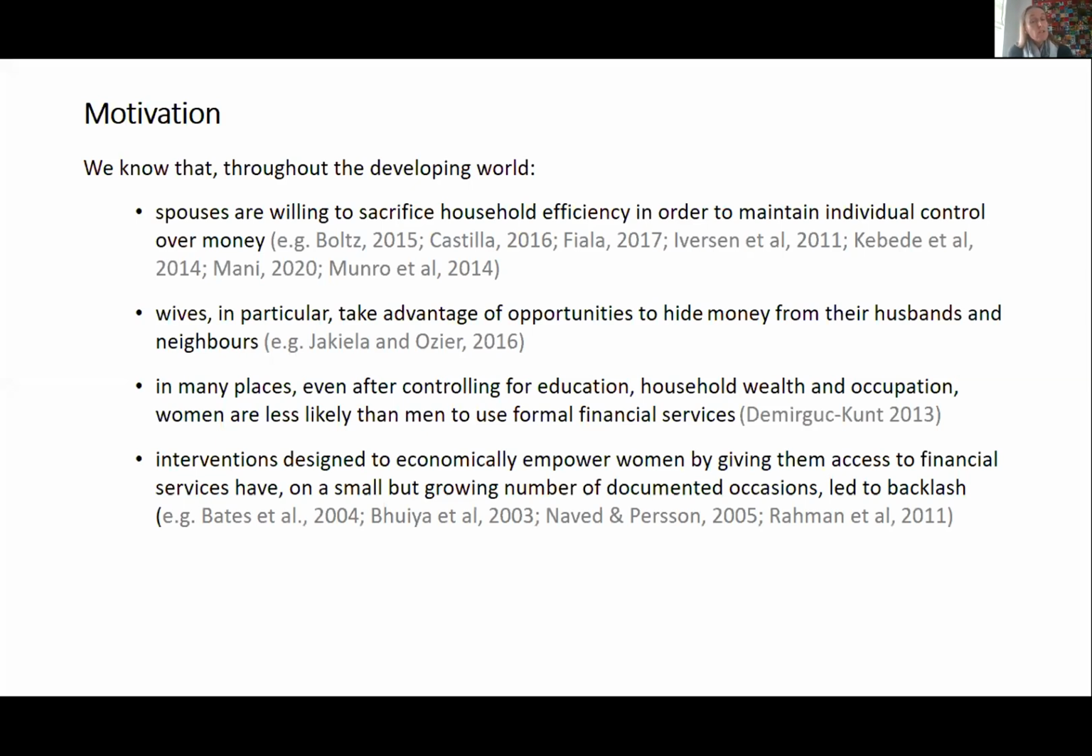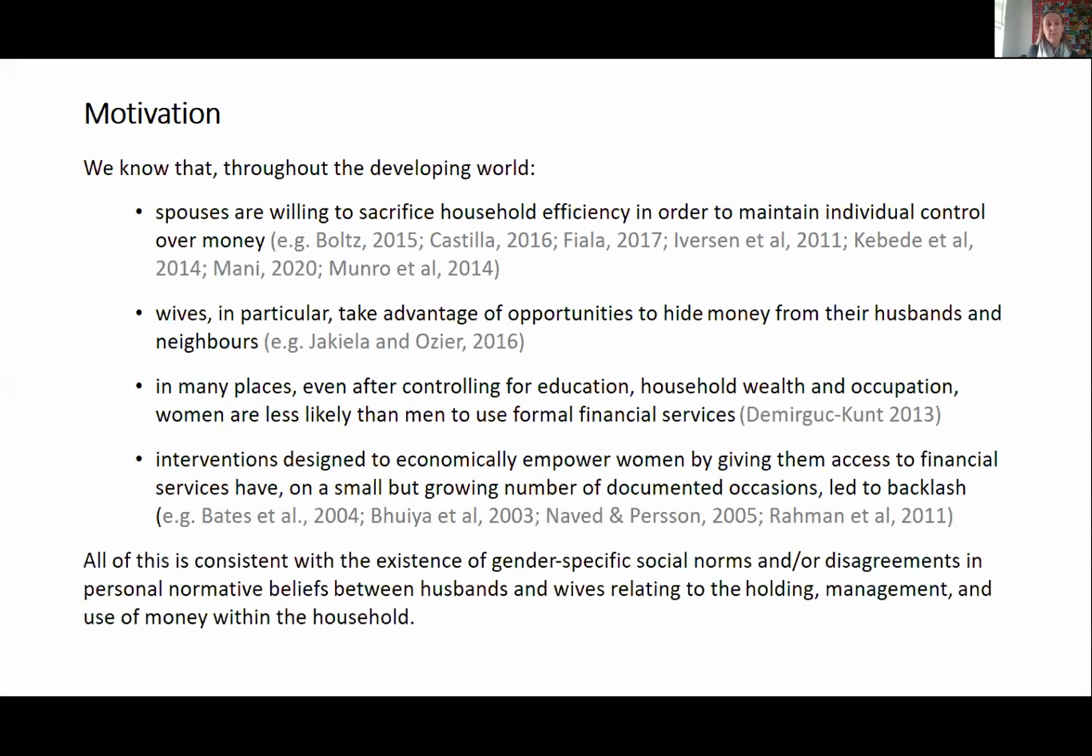And interventions designed to economically empower women by giving them access to financial services have, on a small but growing number of documented occasions, led to backlashes against those women. So all of these findings are consistent with the existence of either gender-specific social norms or disagreements in personal normative beliefs between husbands and wives relating to who should hold, manage and use money within the household.